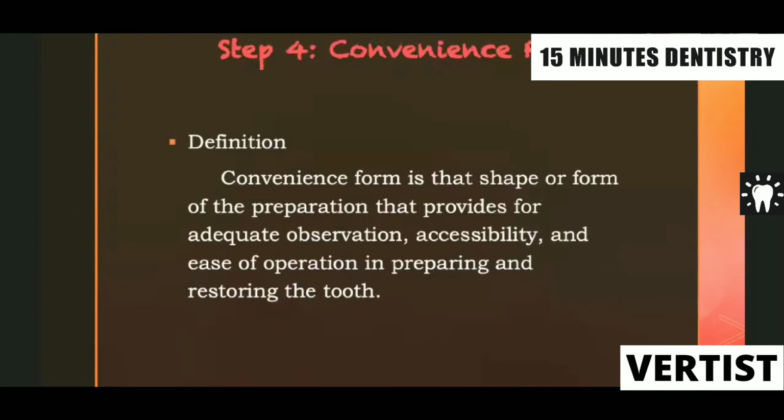You have to be very, very particular about this. Now, having understood the main or primary features of retention form, let's go on to the convenience form. The convenience form is that form of the cavity that will provide good observation, accessibility, and ease of operation in preparing and restoring the tooth. That is, you will give it such a shape, the design you make in such a way that you can visualize it properly. You can access it, so your instruments can go in and come out, and because you can access it, there is ease of operation in preparing and restoring that tooth.